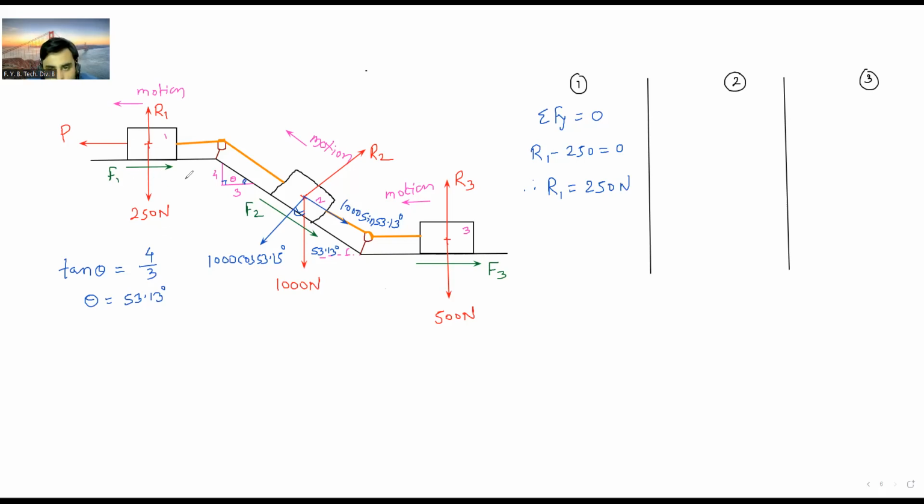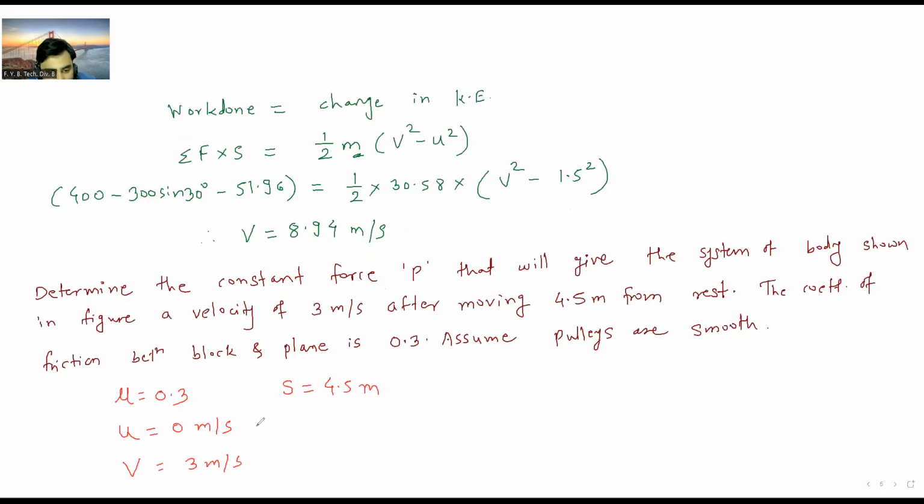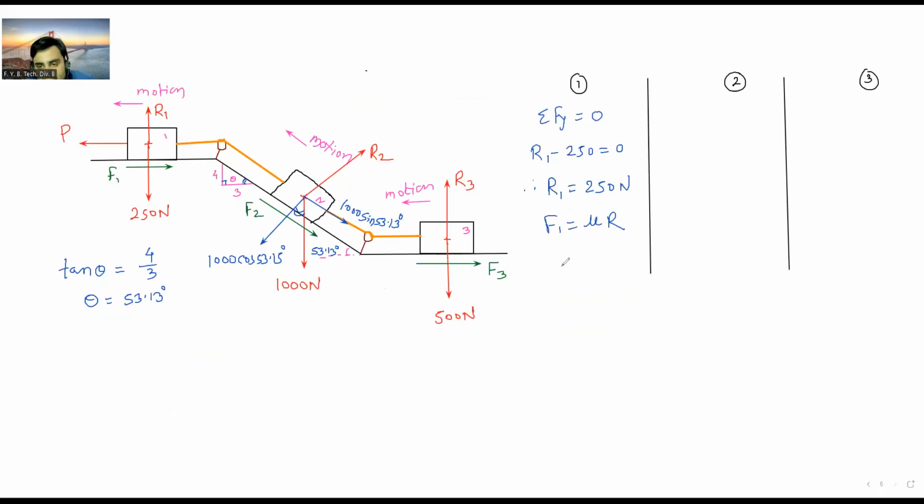Now we can calculate F1. The value of F1 is equal to mu into R. The value of mu is already given. Here you know that mu is 0.3 for the surface. So F1 is equal to 0.3 into R1. R1 is 250. So the value of F1 is 75 Newton. This is the value of F1.